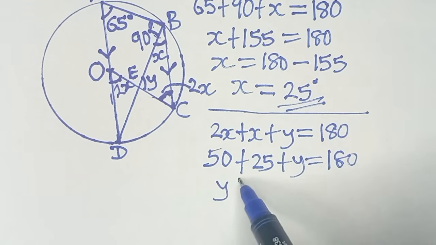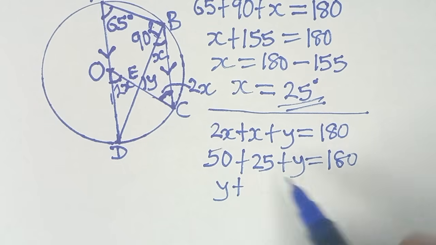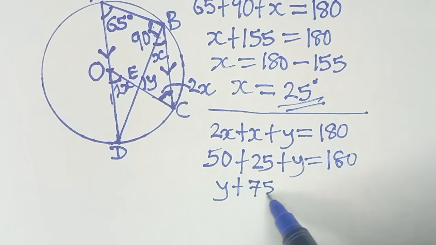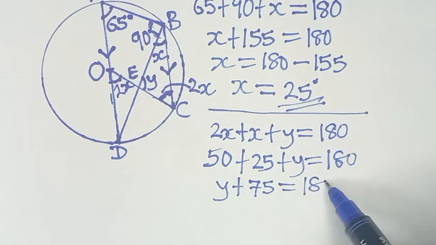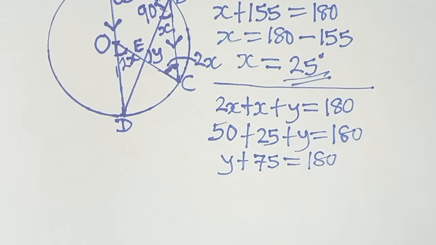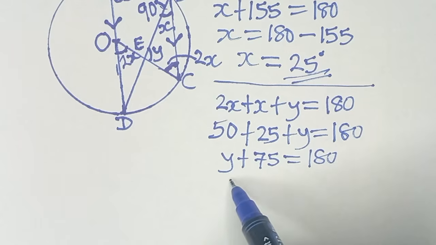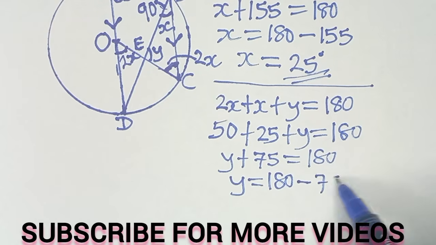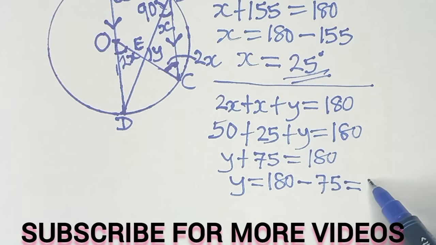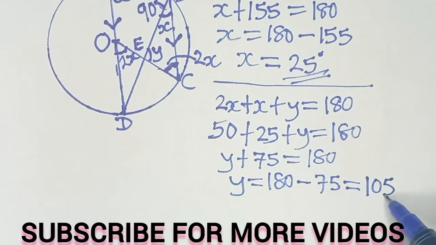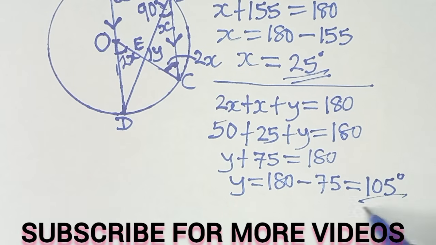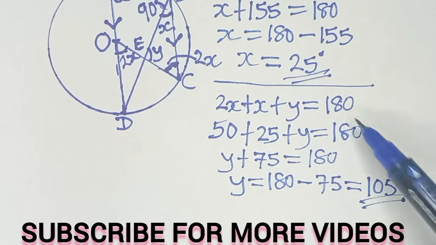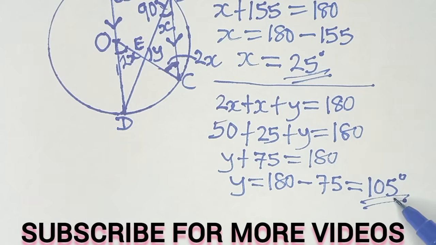So I can write y first. y plus 50 plus 25, which gives us 75, is equal to 180. So y is equal to 180 minus 75. And 180 minus 75 will give us 105 degrees. And that is the value of angle y. So x is 25 degrees and y is 105 degrees as the final answers.